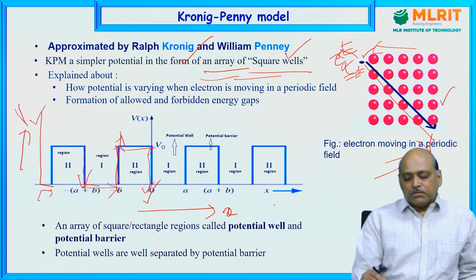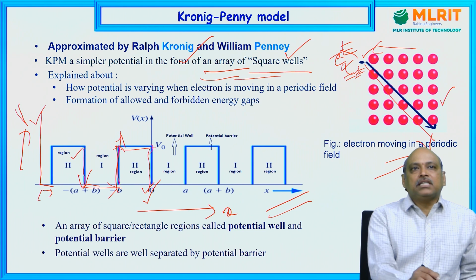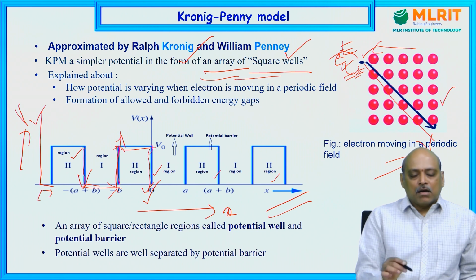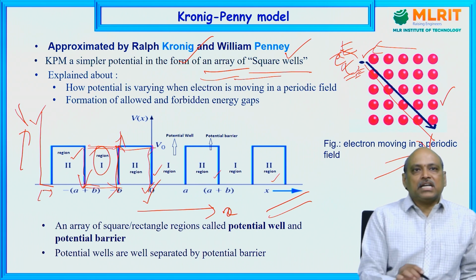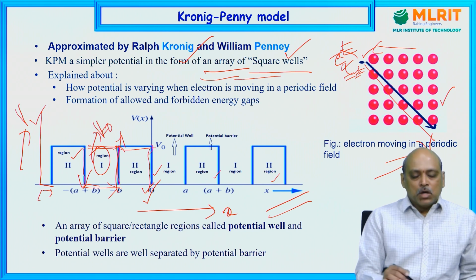Now, if you observe this approximated model, a series of square wells can be seen here. So this model is approximated like this. Region 1 is where no potential energy is there. It is nothing but V equal to 0. We are calling this square well a potential well.